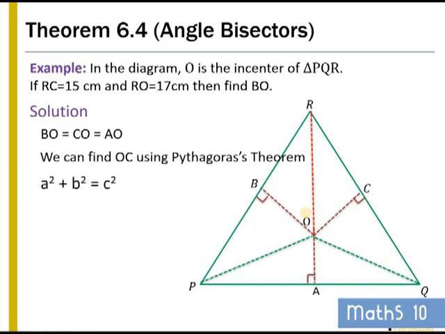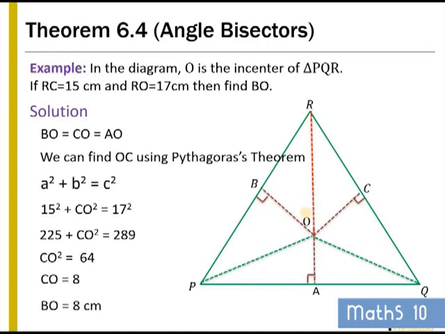A squared plus b squared equals c squared, so 15 squared plus CO squared equals 17 squared. So 225 plus CO squared equals 289. So CO squared is 64. So CO is 8. BO must therefore also be 8 cm.